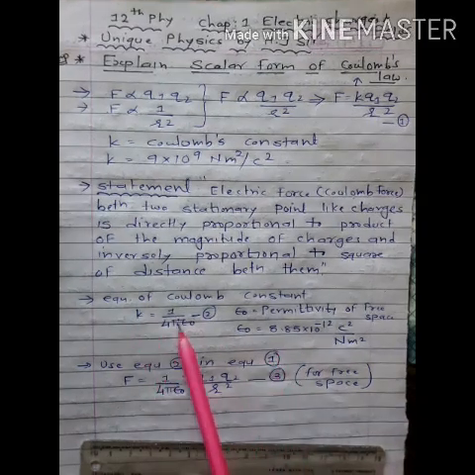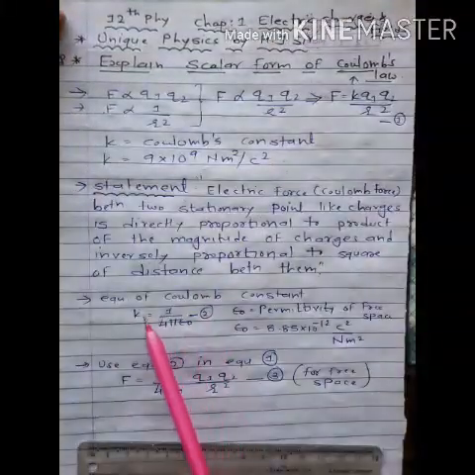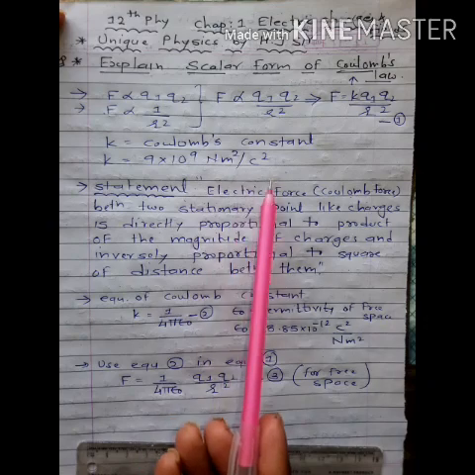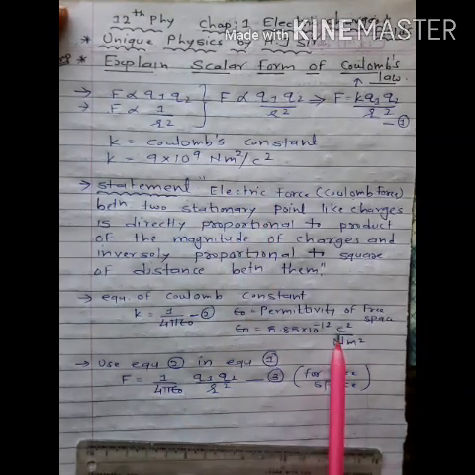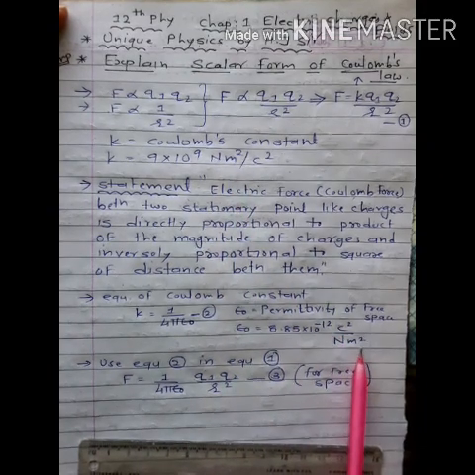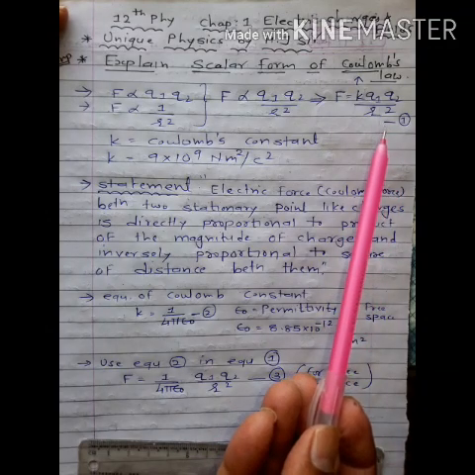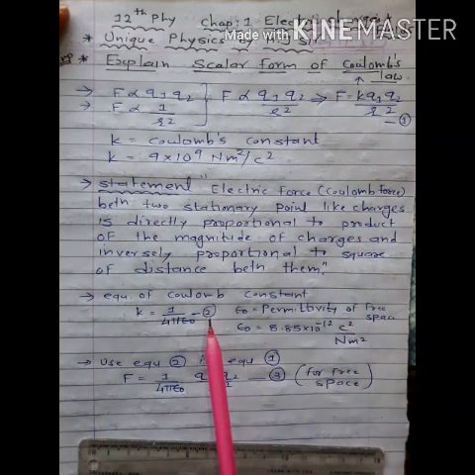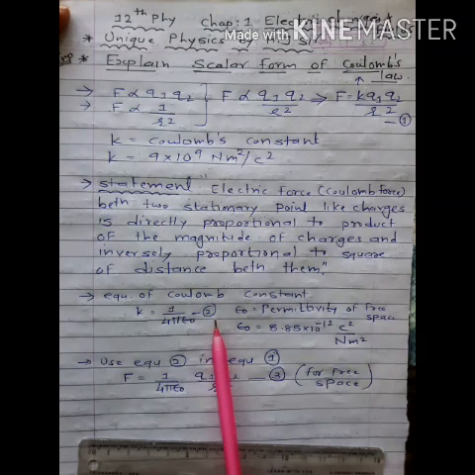Similarly, k and epsilon 0 both are inversely proportional to each other. So unit of k is Newton meter square per Coulomb square, while unit of epsilon 0 is inverse of this, means Coulomb square upon Newton meter square. Coulomb's law, F is equals to k q1 q2 upon r square. This is our first equation. Coulomb constant, k is equals to 1 upon 4 pi epsilon 0. This is our second equation.